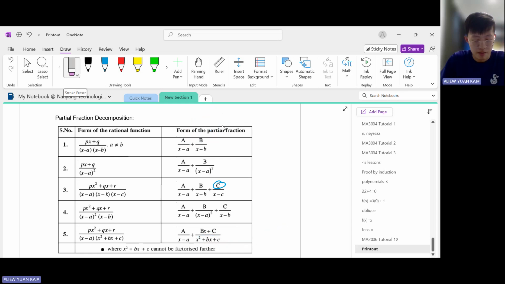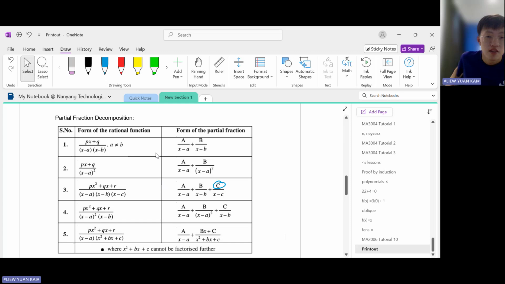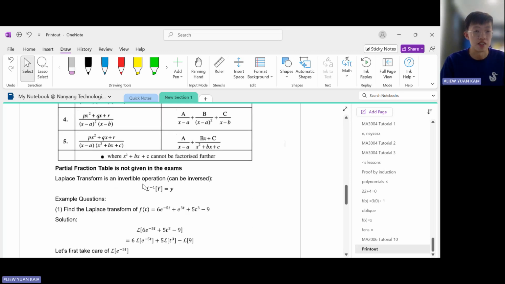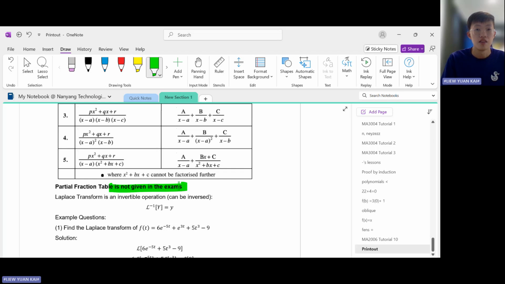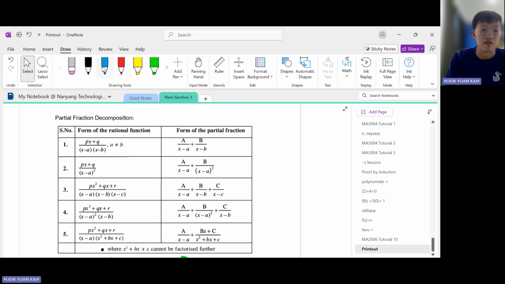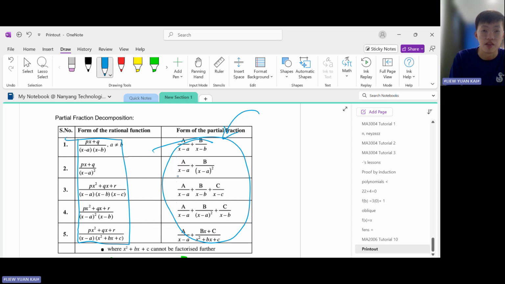Now that we are familiar with the terms constant, linear, quadratic, we are able to easily talk about partial fractions. The main question to ask about partial fractions, and by the way, this table is not given in exams, is this: you are always given this left-hand side. How do you know how to write the general decomposed form?